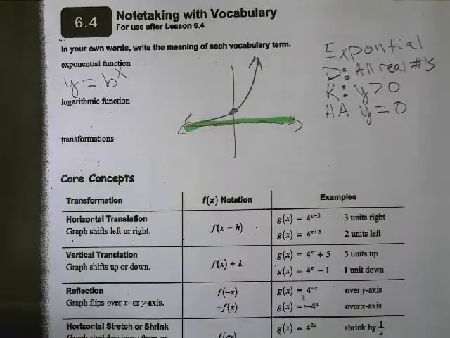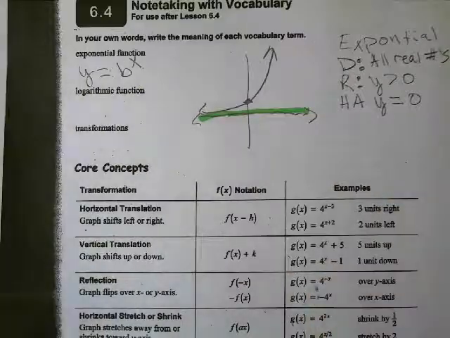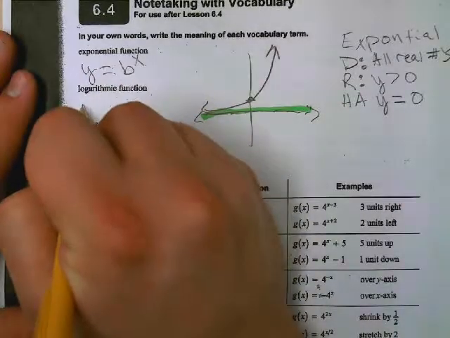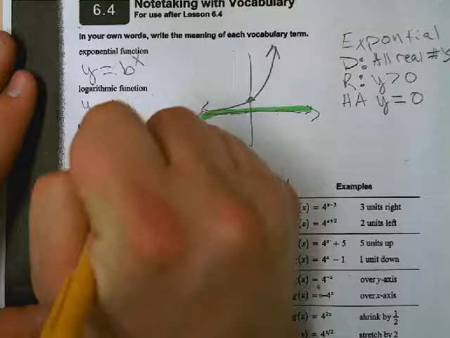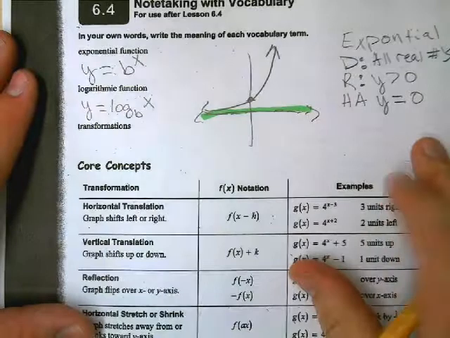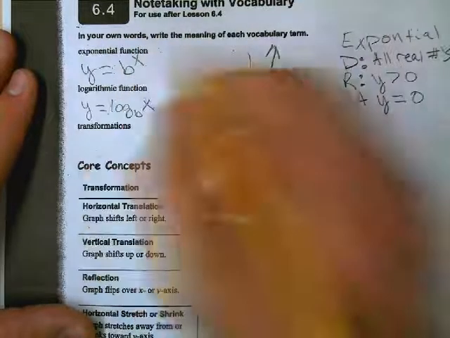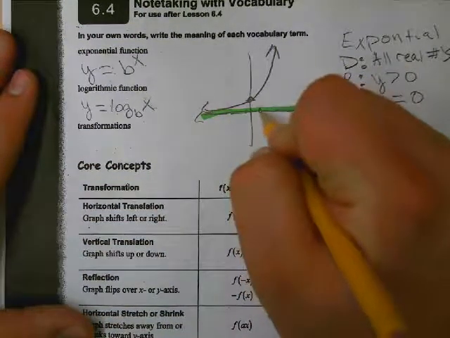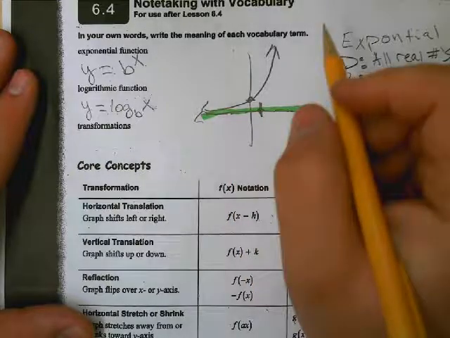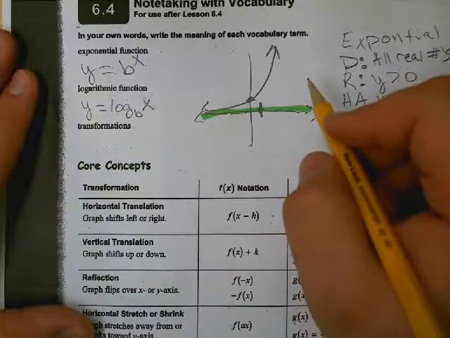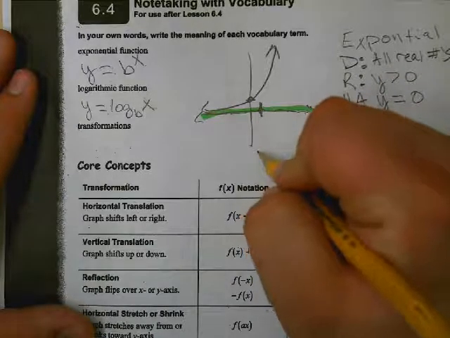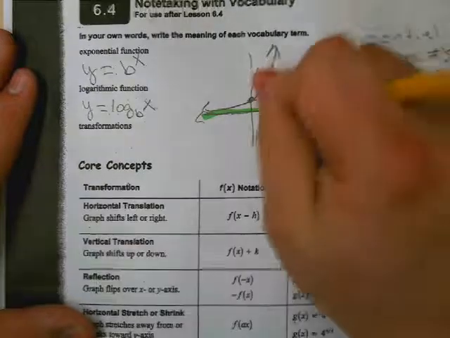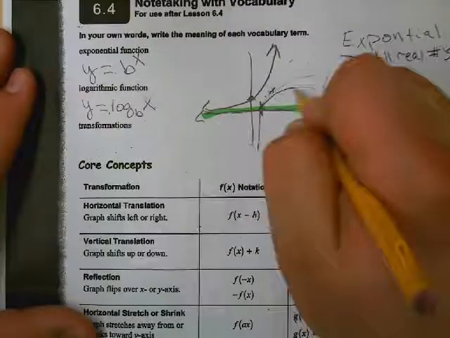Now a logarithmic function. So there's all your basic things about an exponential function. A logarithmic function is going to look like y equals log base b of x. A logarithmic function is normally going to hit at the point x equals 1, y equals 0. That's normally where it's going to hit. And it's going to look a lot like this. I curved up a little too much. It's going to look a lot like this.